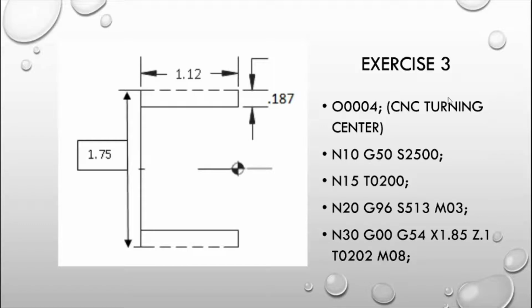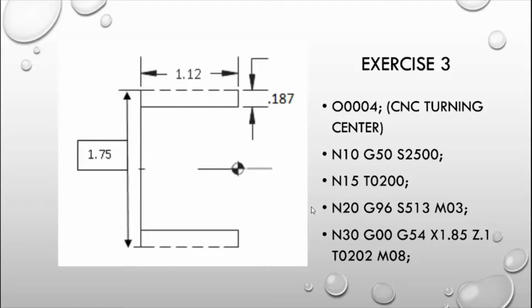After that, our exercise 3, in which the dashed line shows the stock bar and the solid line shows the part needed for the requirement. The first line is O0004, which shows the program name. N10 is again a sequence number. G50 is the maximum spindle speed, at a value of 2500. N15 is the block number. T0200 is the tool number.